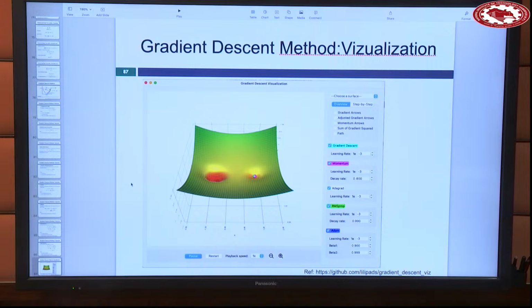Okay, so this is a very popular visualizer available in a Git repository, you can just practice with it. I have also written Python code to demonstrate, so I will share both.